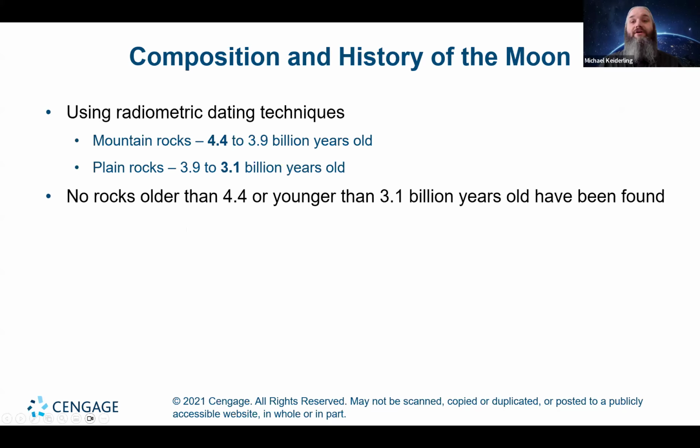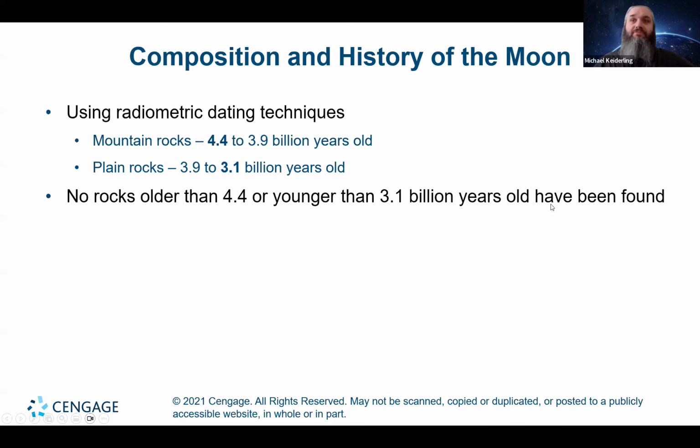Now, we know some things about the history of the moon. Using radiometric dating techniques, we've been able to date the rocks on the moon that we brought back from landing on the moon. The mountain rocks are around 4.4 to 3.9 billion years old. They're significantly older, while the rocks in the plains are 3.9 to 3.1 billion years old. And in general, no rocks older than 4.4 billion or younger than 3.1 billion years old have been found.